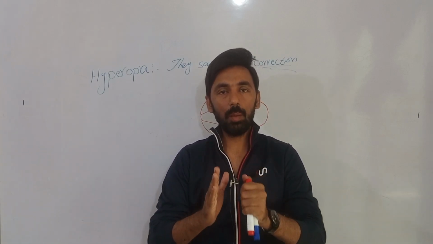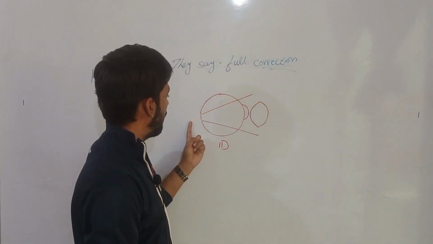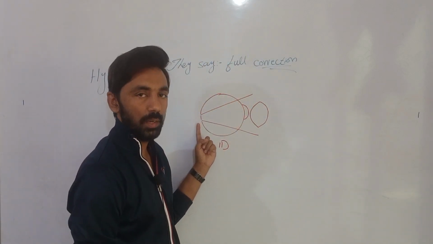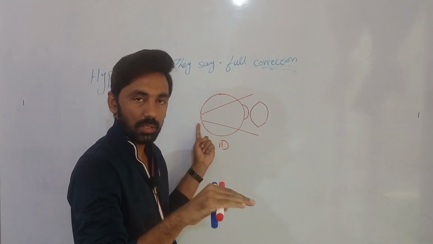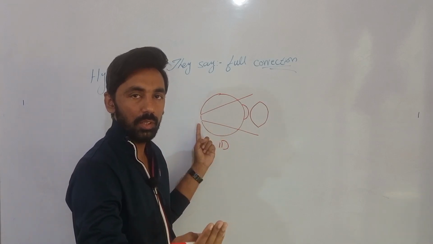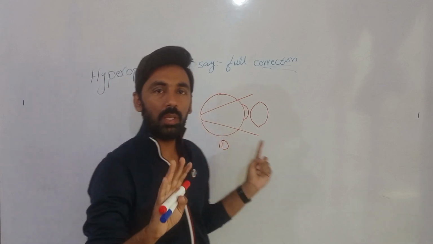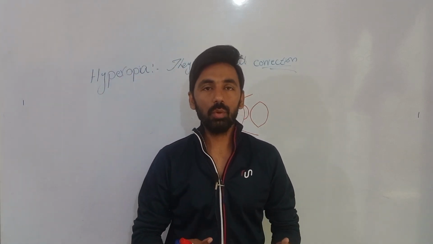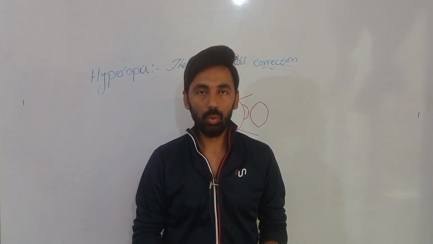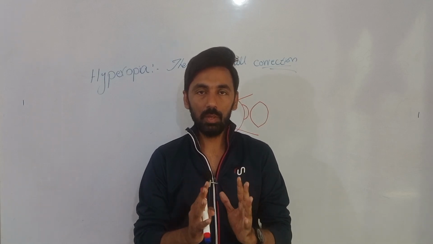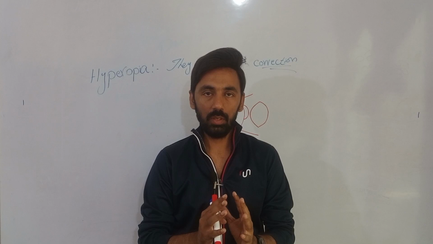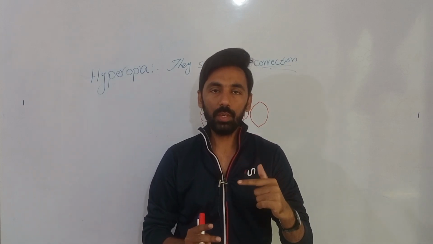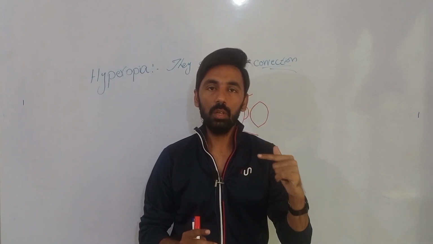So when we prescribe the full correction, the light rays will fall totally on the sensitive layer of the retina and accommodation will be relaxed. And when the accommodation is relaxed, the convergence will be relaxed. There would not be any extra convergence on accommodation. So it will create a smooth and soothing effect for the eyes, right? So that's why we prescribe full correction in case of hypermetropia.